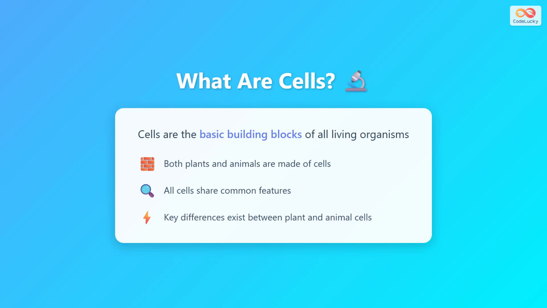Cells are the basic building blocks of all living organisms. Everything that's alive, whether it's a tree, a human, or a cat, is made up of cells. Both plants and animals are made of cells, and while all cells share some common features like a nucleus and mitochondria, there are key differences between plant cells and animal cells. These differences help each type of organism survive and thrive in their own unique ways.